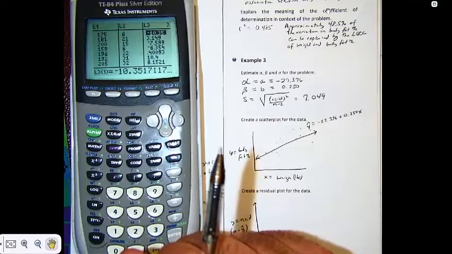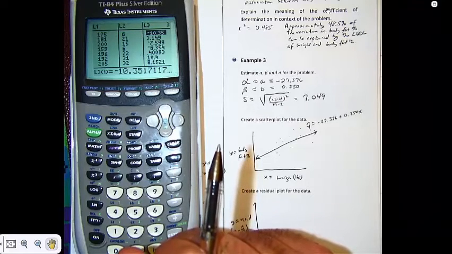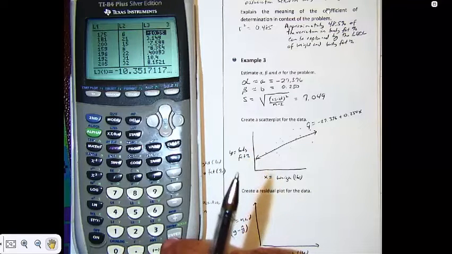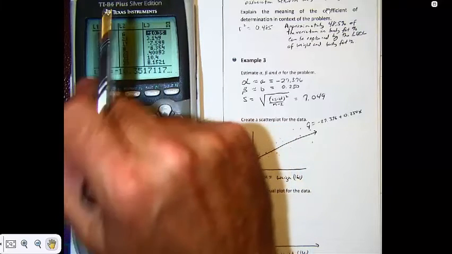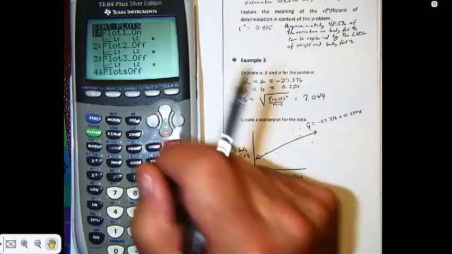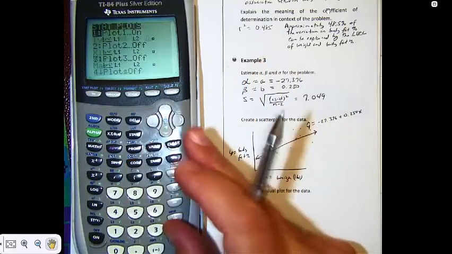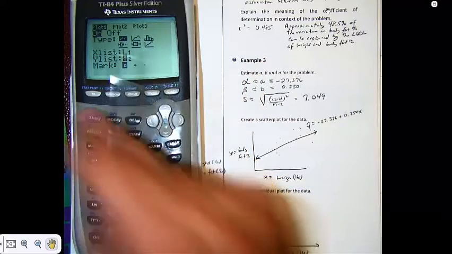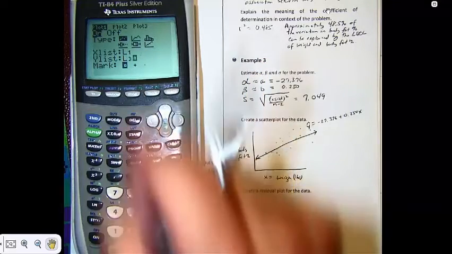Some residuals will be positive, some will be negative. We know that because it is our line of best fit with least squares regression, the sum of the residuals will be 0. And let's go ahead now and plot the residuals together with x. So I'm going to plot x in list 1 versus residuals in list 3.